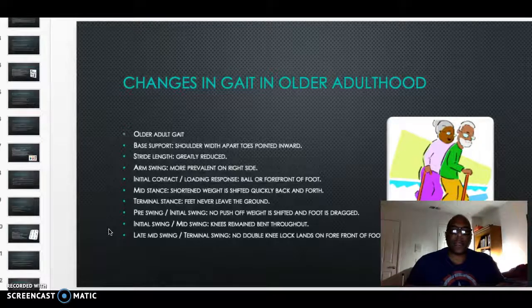Terminal stance: the feet never leave the ground, so there was not much of a terminal stance. In the pre-swing and initial swing, there was no push-off or weight shift, and the foot was dragged. In the initial swing and mid-swing, the knees remained bent throughout. There was no double knee lock present at any point during the video. In the late mid-swing and terminal swing, there was no double knee lock, and the forefoot was where she landed, not on her heel.